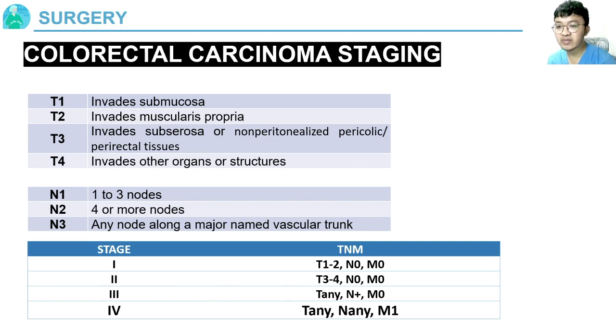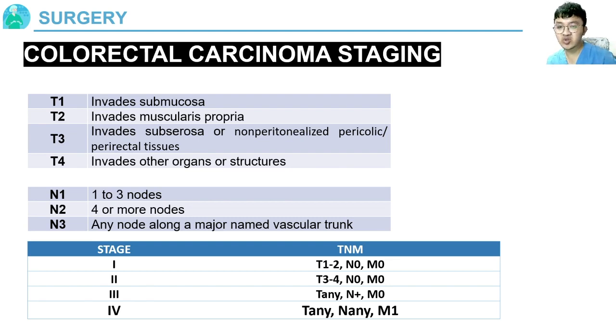So up to the muscularis propria, it's still stage 1. Again, submucosa to muscularis propria is stage 1, without any node involvement. For stage 2, it's T3 to T4, subserosa up to other organs, but still without nodal involvement. If you now have nodal involvement, then that's stage 3 at least. If you have metastasis, that's stage 4.